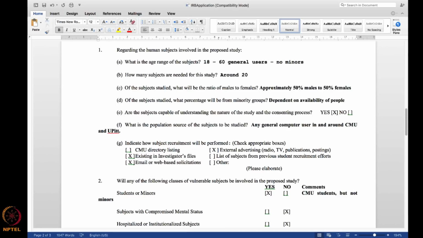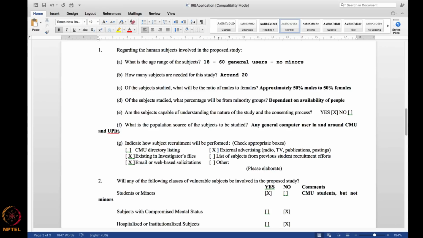One of the things that the IRB or the ethics committee is looking for is the distribution of the gender data that you're collecting. Usually you want to mention that it's 50-50, and it's good for your study to have a 50-50 distribution of male and female. It's going to be hard, but if you keep it 50-50, the conclusions can be more concrete. Of the subjects studied, what percentage of them would be minority groups? All this is basically trying to look at what kind of data you're collecting and what sample you're studying. Are the subjects capable of understanding the nature of the study and the consenting process?